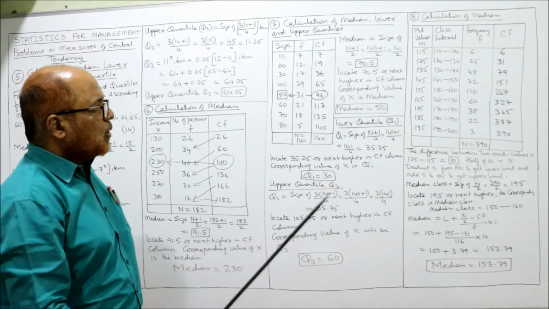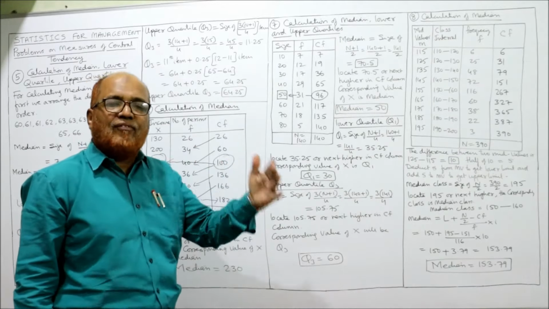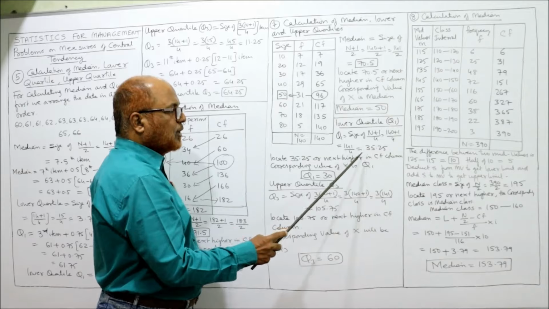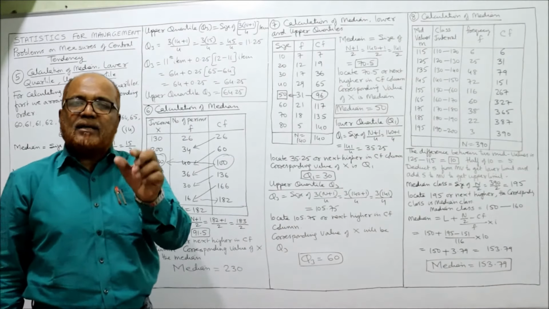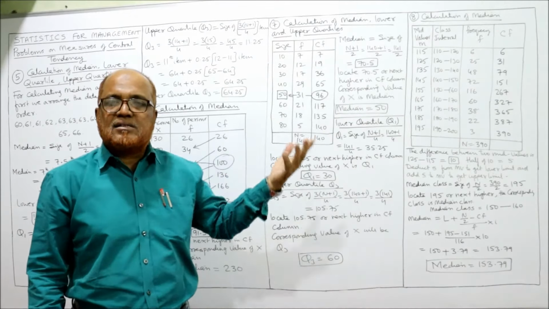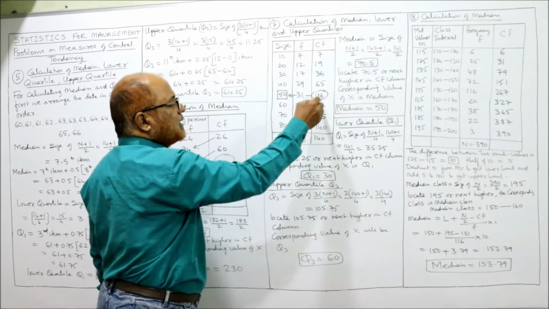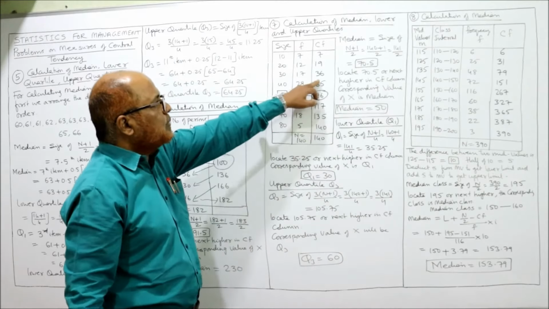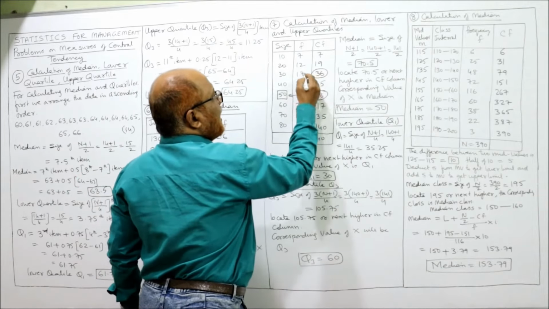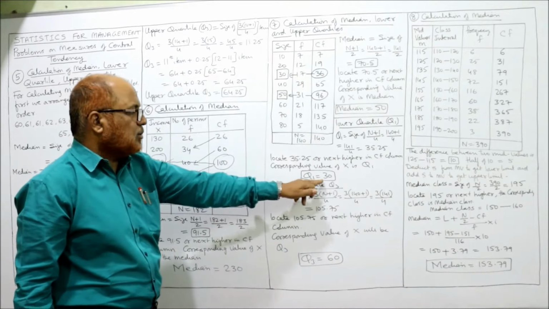That's it. Now lower quartile. Lower quartile Q1. So Q1 is equal to size of n plus 1 by 4. Here it is 2. Here it is 4. So 140 plus 1 divided by 4. It comes to 35.25. Locate 35.25 or next higher in CF column. Corresponding value of x is the Q1. So 35.25 or next higher, it comes to 36. So corresponding value against this 36, what is the corresponding value here? 30. So Q1 is equal to 30.